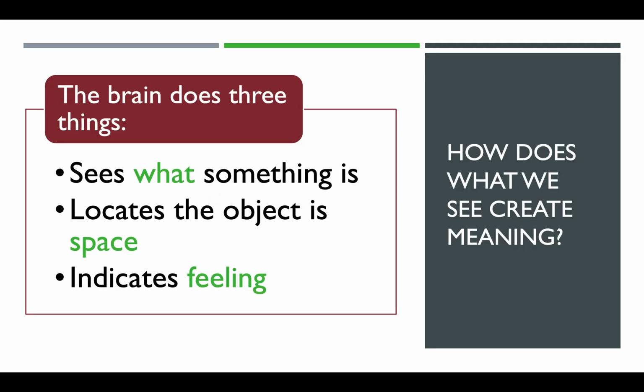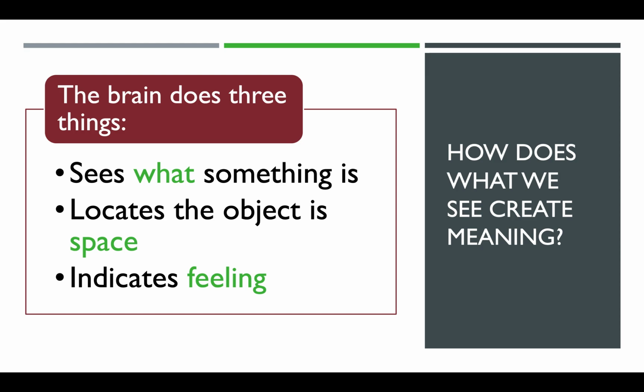So it's important to understand how we process what we see. So when we see things, how are we creating meaning? Well, the brain is going to do three things when it sees something. It's going to see what that something is, it's going to locate that object in space, and then it's going to indicate a feeling to us.